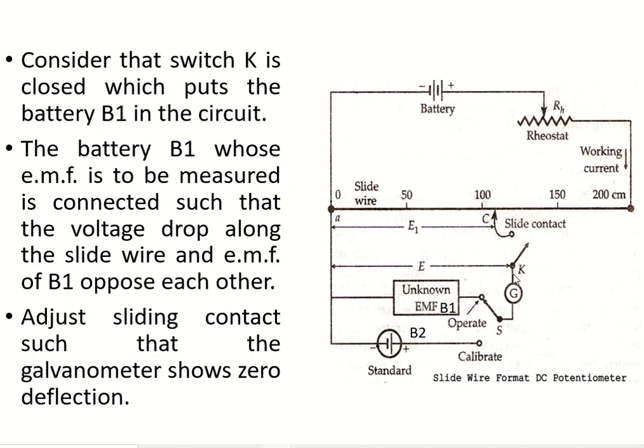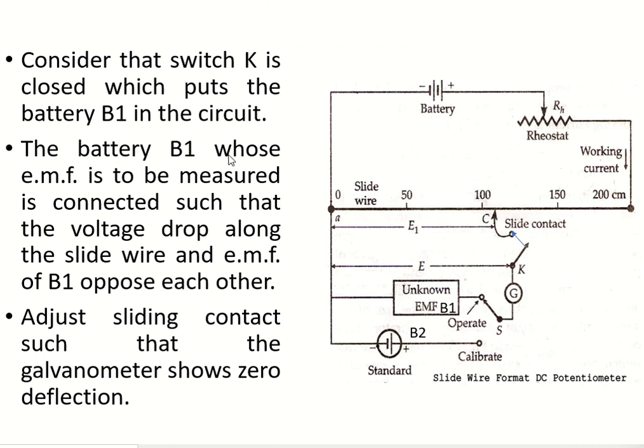Next, you have to consider the switch key is closed. Next case is this key should be closed. So I have connected it using a wire. This key is closed, which puts the battery B1 in the circuit. So which circuit comes into contact with the slide wire? So battery B1, unknown EMF, is connected.